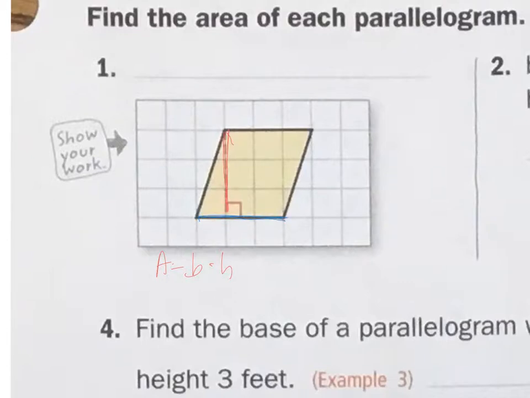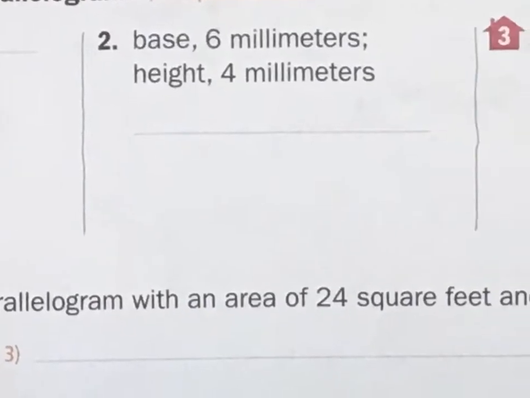Okay, so my base is 1, 2, 3 squares. So that's 3 times my height, which is 1, 2, 3 also. And when I multiply those together, I get 9. It's units, and because it's an area, it's squared. 9 units squared. Okay, let's go to 2.